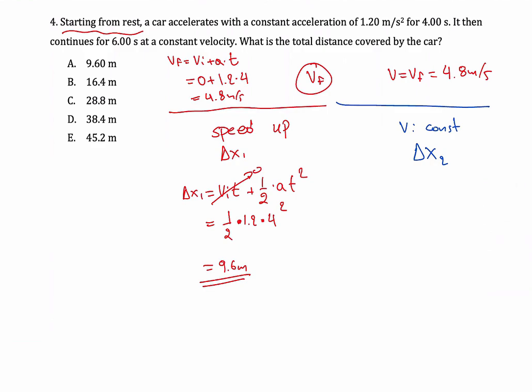And since we have motion with constant velocity, we are using that the velocity is displacement over time. The velocity is 4.8. The second displacement is unknown, and the time is 6 seconds. So the delta x2 is equal to 4.8 times 6. The result is 28.8 meters. So the total distance is 9.6 meters plus 28.8 meters, and the answer is 38.4 meters.